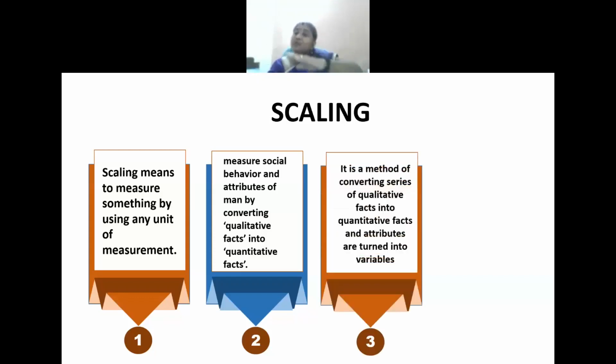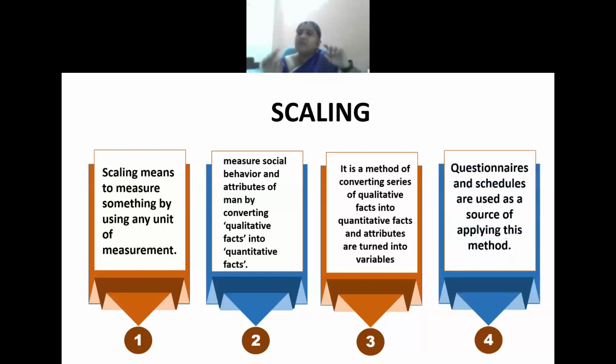So you are actually collecting qualitative data, but you will be able to quantify, because you are converting it into quantification. Scaling is a method. So questionnaires and schedules are used as a source of applying this method. So these are some of the tools which I think are for non-doctrinal research.